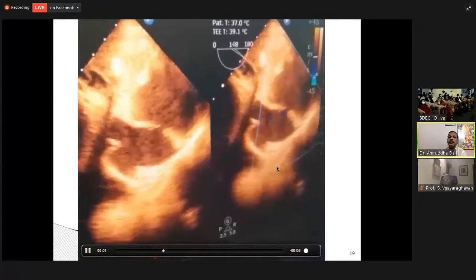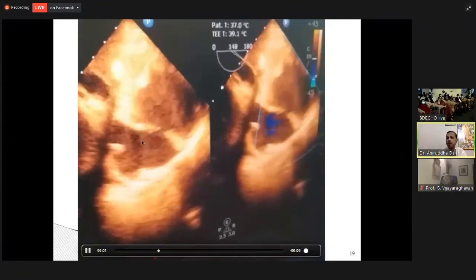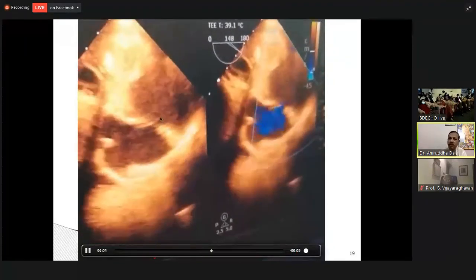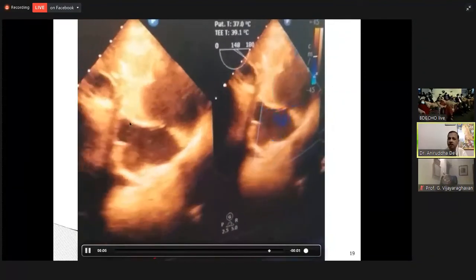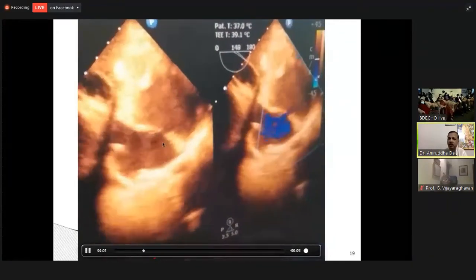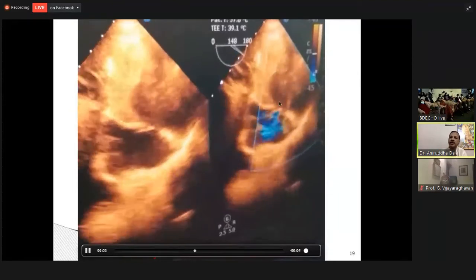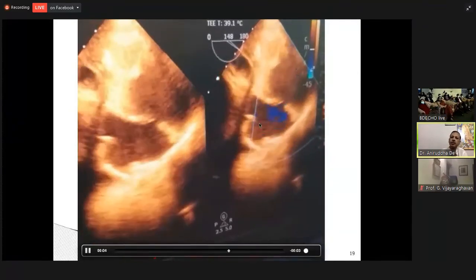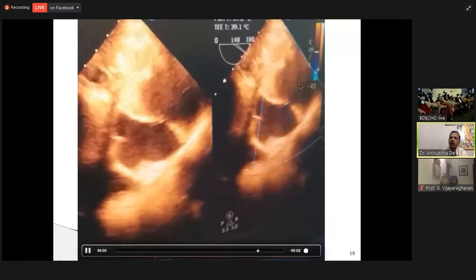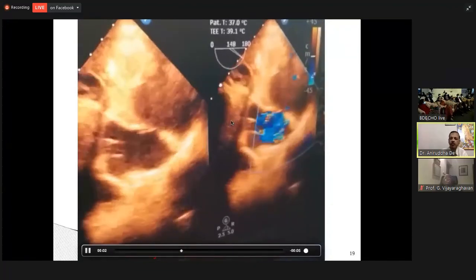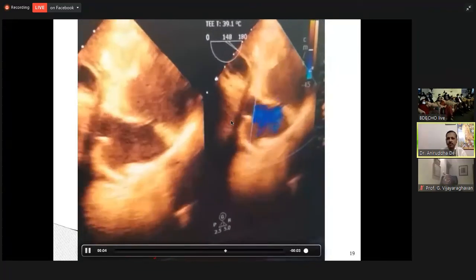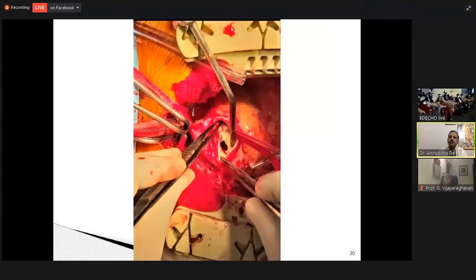We did the intraoperative transesophageal echocardiography, where you can definitely demonstrate this is the mass and this is the ascending aorta with the aortic valve, and you can see clearly the aneurysm with the flow from the aorta into the mass of the aneurysm. And this is the operative patient.